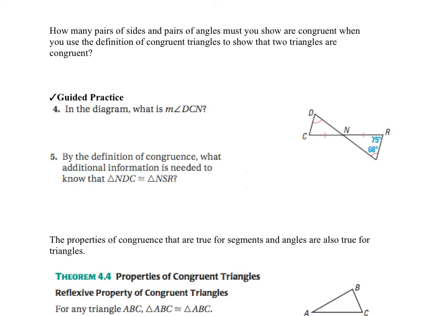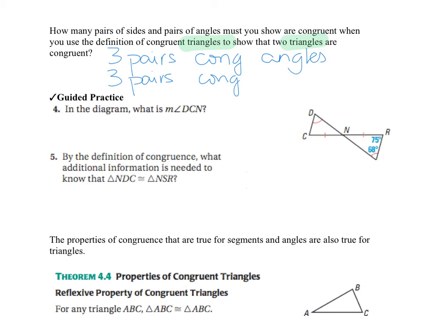So how many pairs of sides and pairs of angles must you show are congruent when you use the definition of congruent triangles? That's the operative word, triangles. So you would use three pairs of congruent angles, and three pairs of congruent sides. Okay, pause the video and do the two guided practice questions.